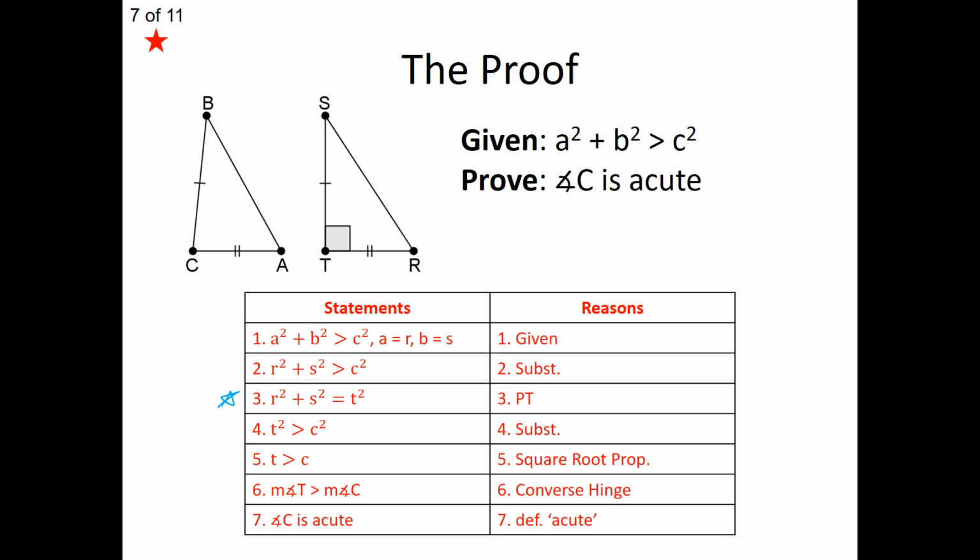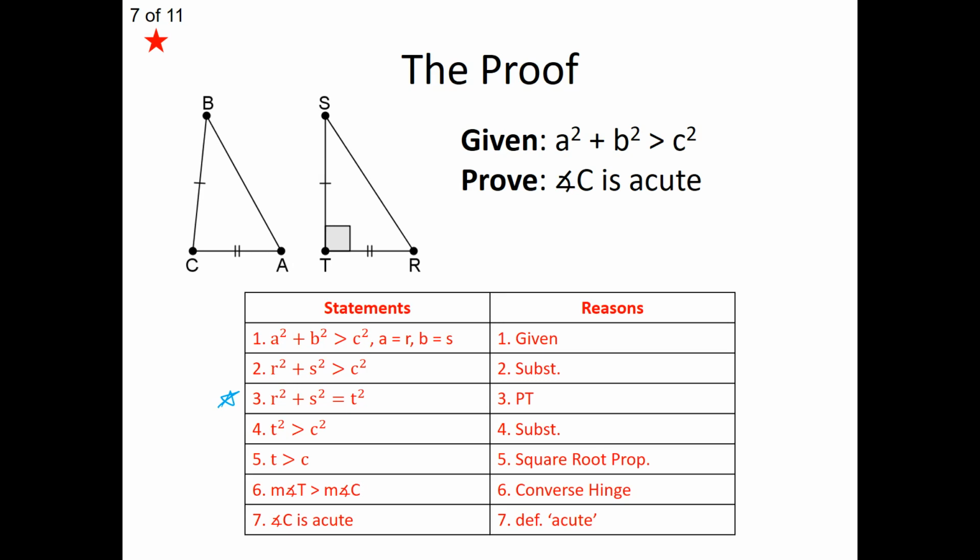Taking the square root of both sides, we get t is greater than c, which then means we tap into an old theorem all the way back from first semester, converse hinge. The way this one works, remember, is that if two sides of one triangle are equal to two sides of another, and the third side of one is greater than the third side of another, then the angle opposite must be the greater angle.